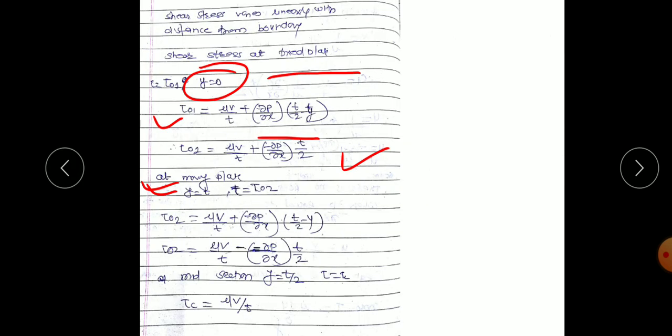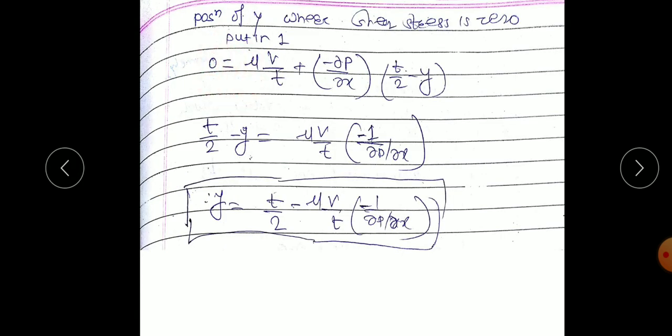So putting tau equals 0, we get mu v by t equal to delta p by delta x into (t by 2 minus y). Taking mu v by t on the other side, we get minus 1 by delta p by delta x. So y equals t by 2, taking this on this side, minus mu v by t into 1 by delta p by delta x. So the shear stress will be 0 at a certain position.